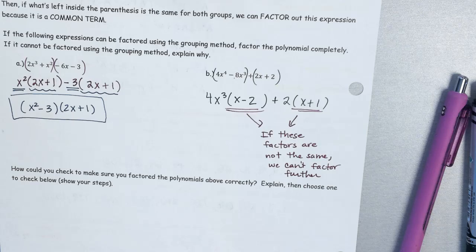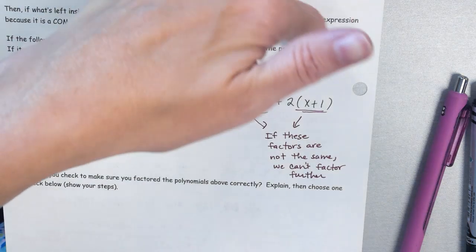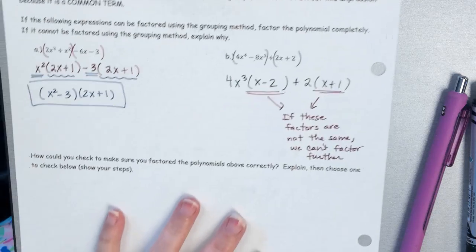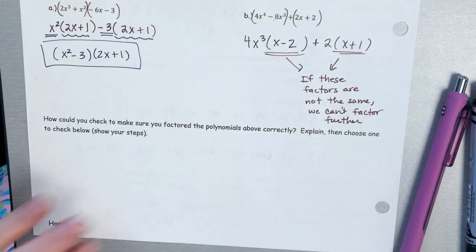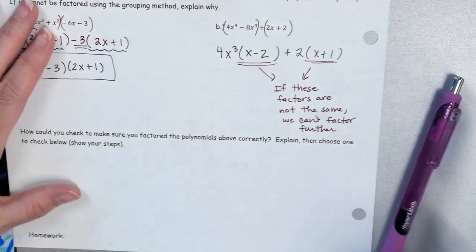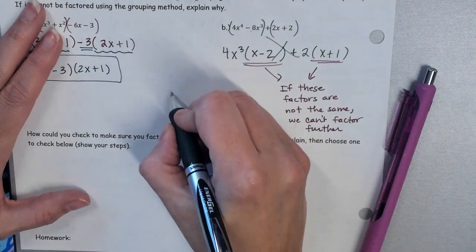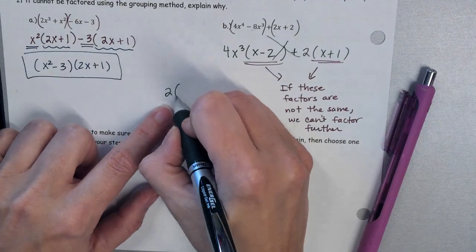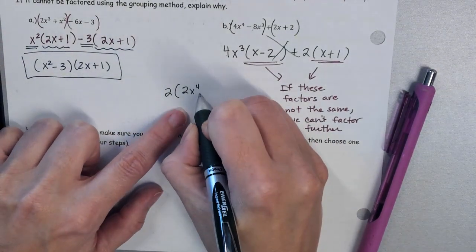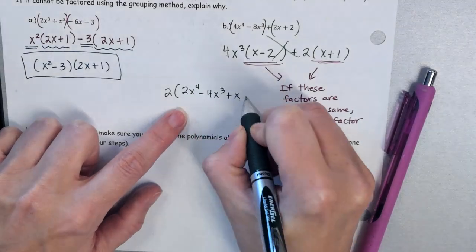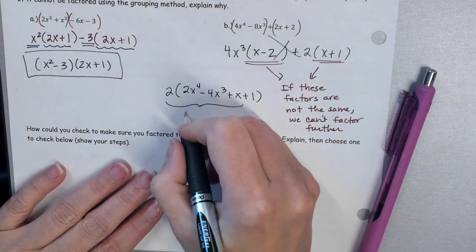Do you guys know the only factoring you'd be able to do in this case? You'd be able to take out the GCF, and that's all that you'd be able to do. You could also do that first. It's just this one asks you specifically with the grouping method. No, you wouldn't be able to do that. If they asked you to factor this, this would be your final answer. You'd have to take out the 2. It would be 2x to the 4th minus 4x cubed plus x plus 1. This would be the factored form.